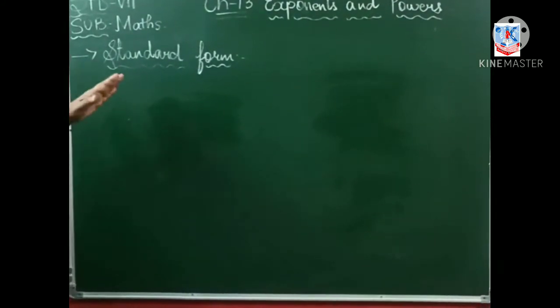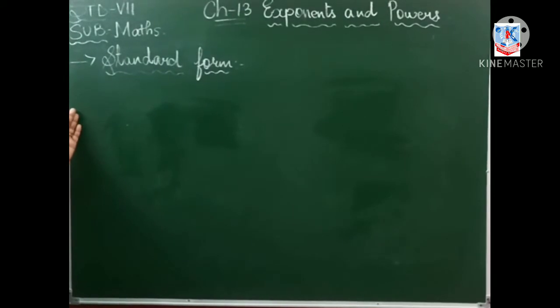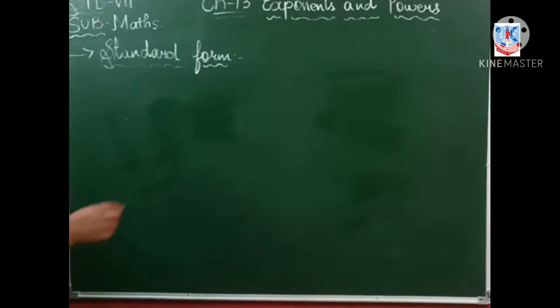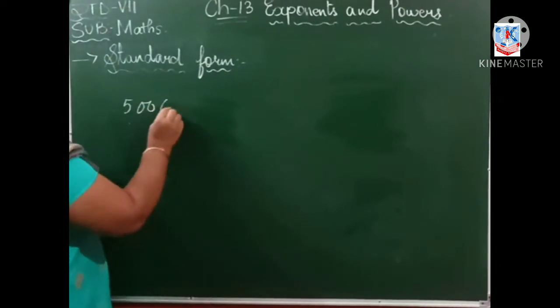Next is standard form. What is standard form? Standard form is the short way to write a large number. Now see, this is 5 lakh.